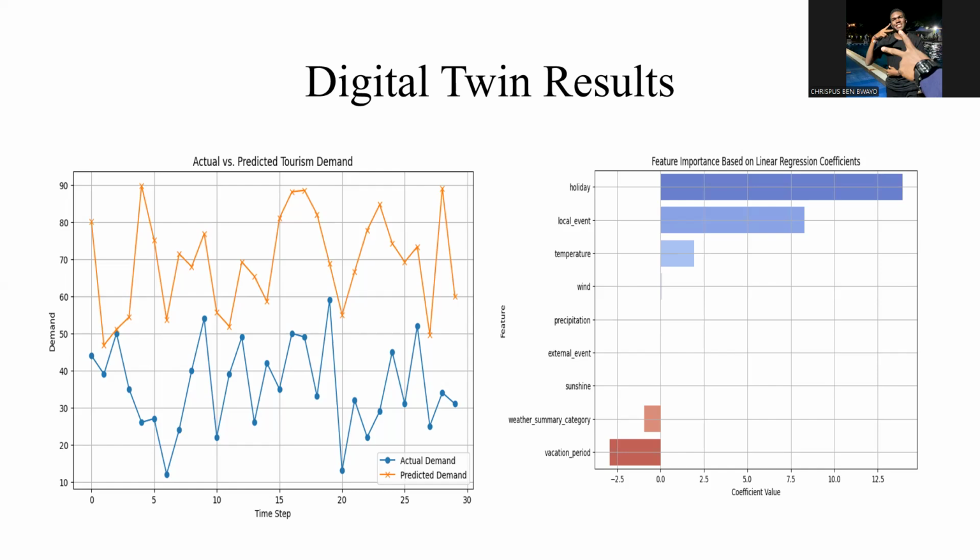Then feature importance, basically this informs what features influence the digital twin's performance, and it goes back to the values we had during our explainability, whereby we have holidays, local events, and temperature, then wind still having a positive contribution towards the simulation's performance. And then weather summary, category, and vacation periods have a negative contribution, unlike precipitation, external events, and sunshine, which have none or negligible contributions, their values at 0.